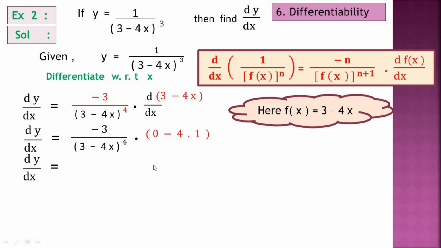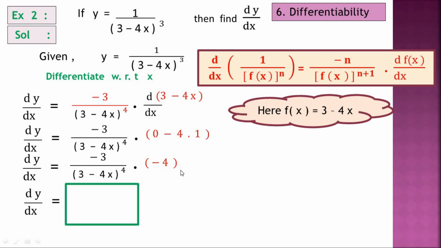So this becomes minus 3 divided by (3 minus 4x) raised to 4 as it is, and this is minus 4. And this minus 4 into minus 3 becomes 12. So that is the final answer. That is 12 divided by (3 minus 4x) whole raised to 4. So this is the derivative of the given function.